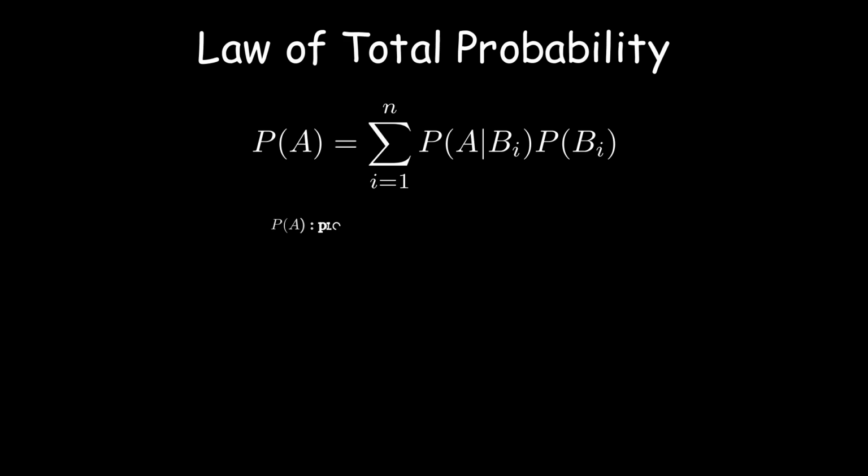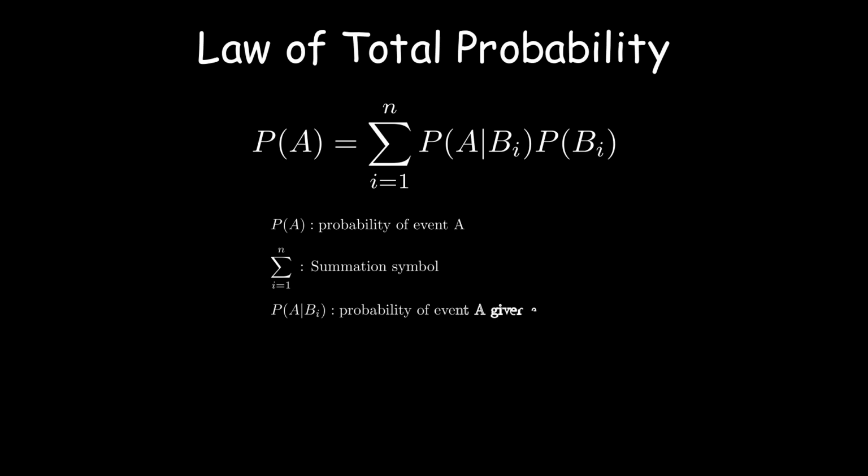Here, P of A is the probability of event A. Sigma is the summation symbol, which means to sum up the terms that follow it. i represents the index of the summation, and n is the total number of mutually exclusive events Bi. Notice that all the events Bi are mutually exclusive, meaning that they cannot occur at the same time. P of A given Bi is the probability of event A given that event Bi has occurred. Finally, P of Bi is the probability of the ith event.